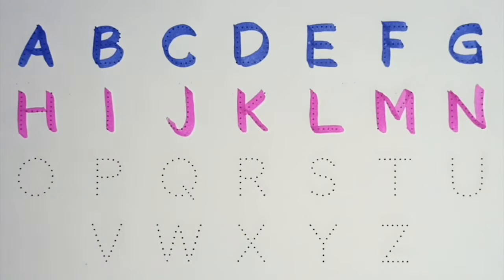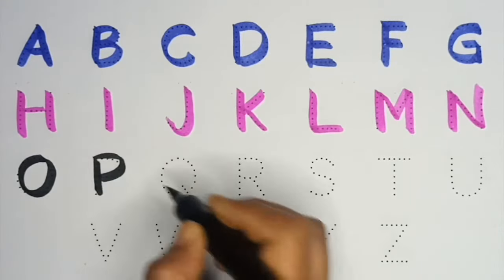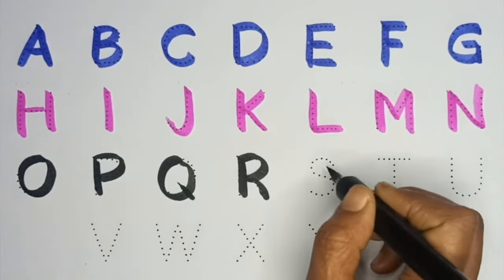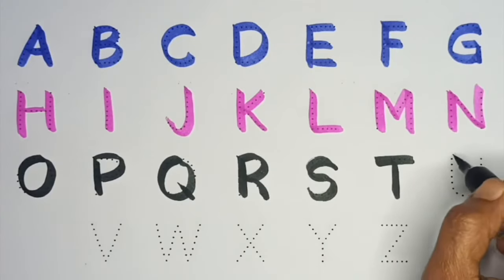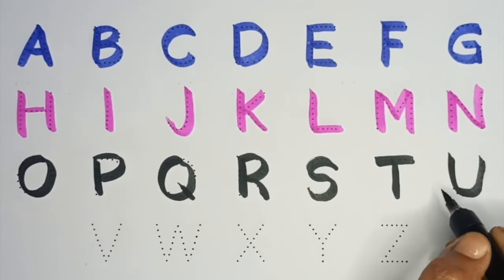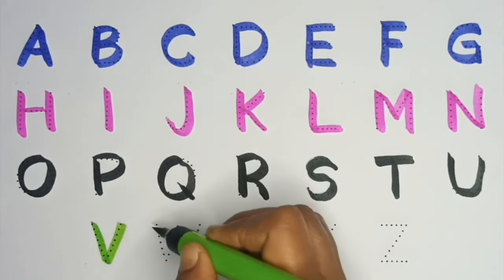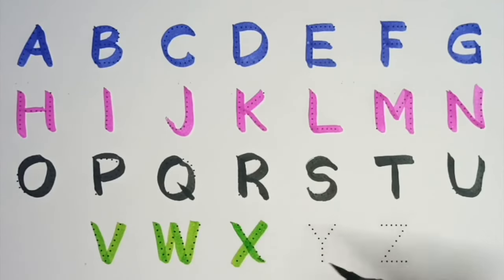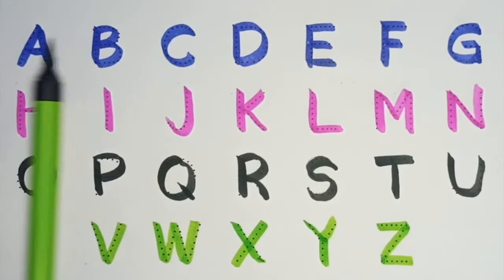Purple color. O for orange. P, P for parrot. Q, Q for queen. R, R for rabbit. S, S for sheep. T, T for tree. U, U for umbrella. Black color. V, V for van. W, W for watch. X, X for telephone. Y, Y for yak. Z, Z for zebra. Parrot green color. Thank you.